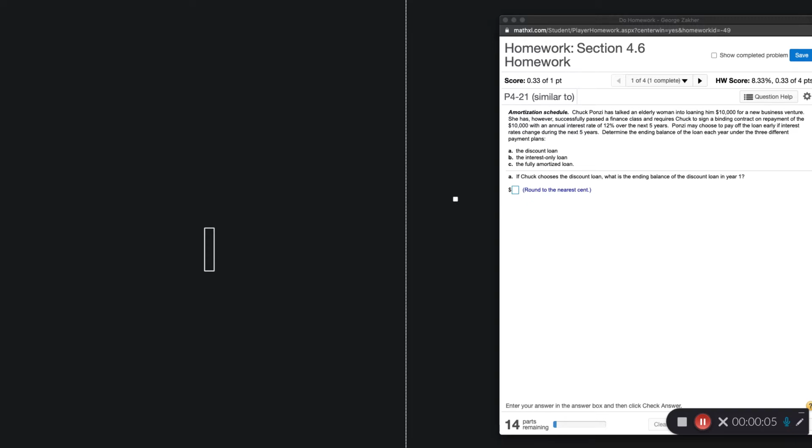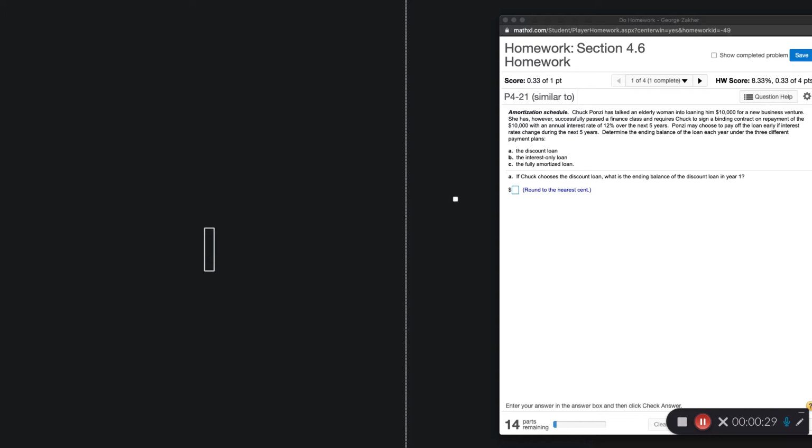Looks like Mr. Ponzi has gotten himself a loan for $10,000, and the agreement is that he'll pay it off in 5 years at 12% interest rate. Now he may choose to pay the loan off early, so we need to determine the ending balance of the loan under each year under the 3 different payment plans.